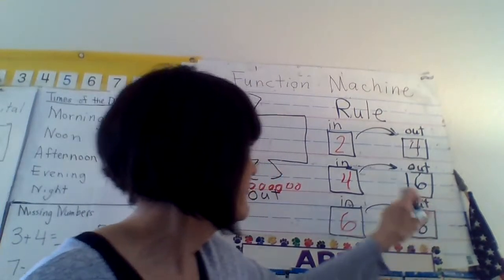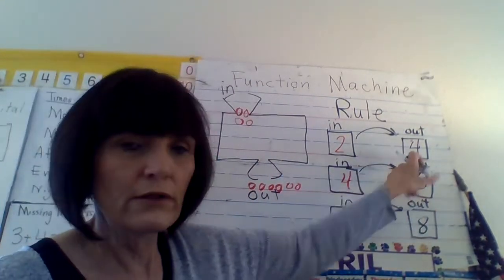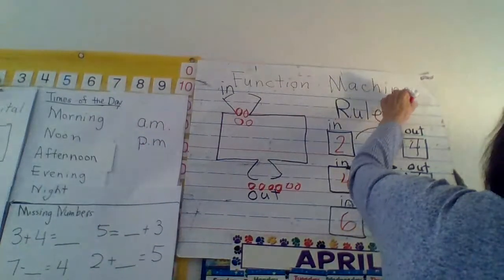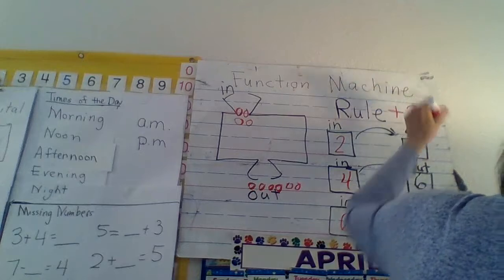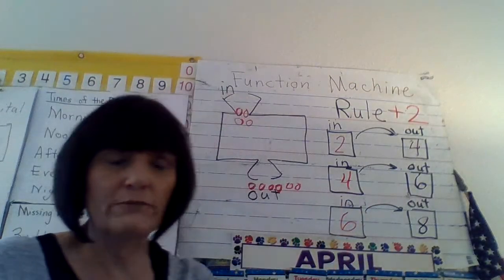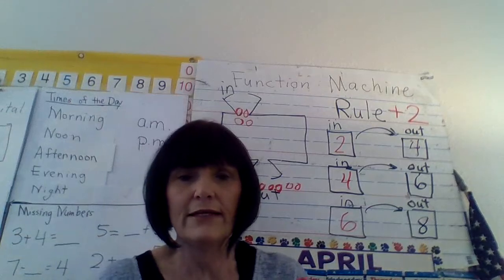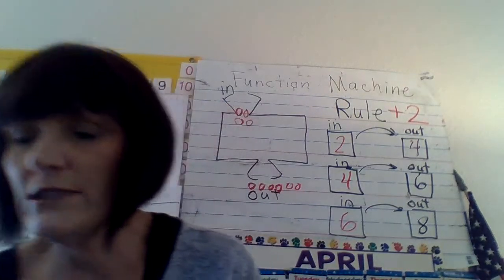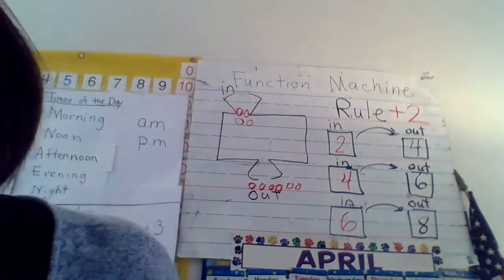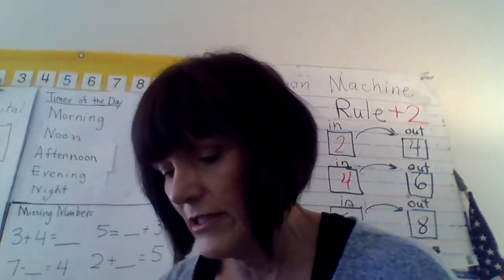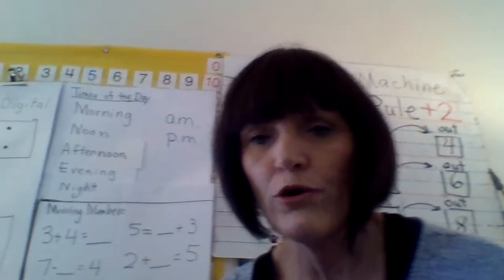So what's the difference between 2 and 4? It's 2 more. So our rule is +2. All right. That function machine is really, really fun, isn't it? I love that. Now, you will need your little clock also, in just a minute, but right now I'm going to come over here to this missing number board.